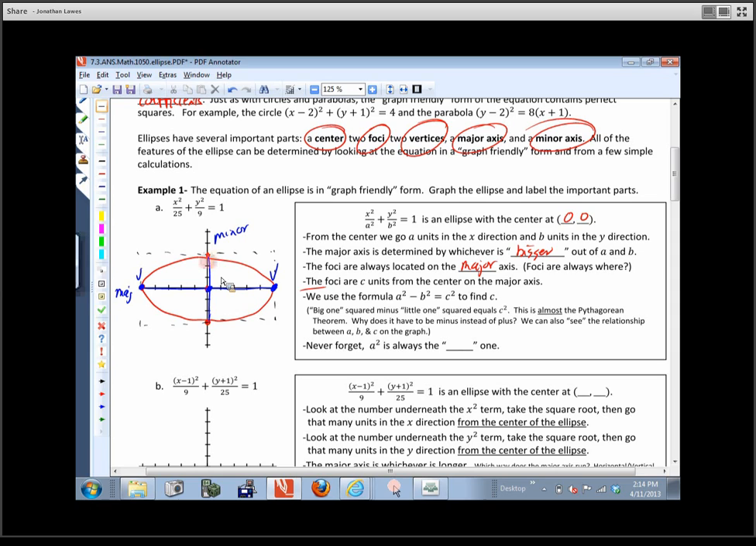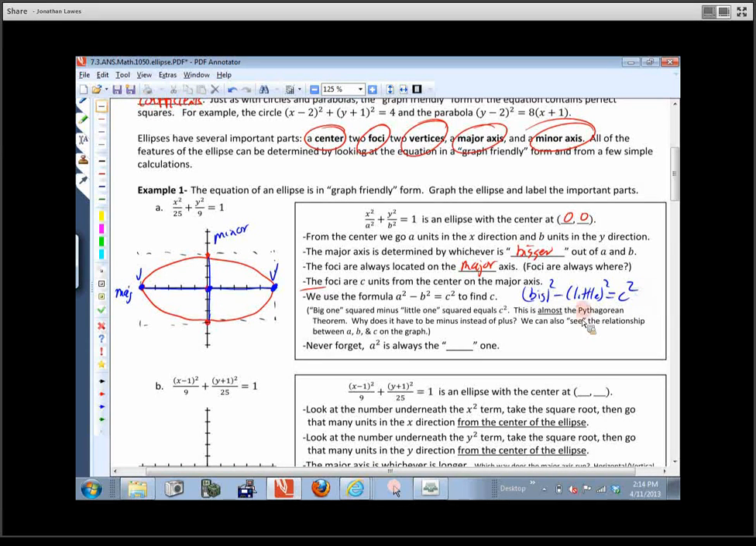If you added the square of this plus the square of that and then took the square root, it would be bigger. It would be outside either one of these. It would be bigger than 5 and it would be bigger than 3. We don't want it outside. We want it inside. So we're going to take the big one squared minus the little one squared. This, I think, is a better way to think of it. That equals C squared. Okay?